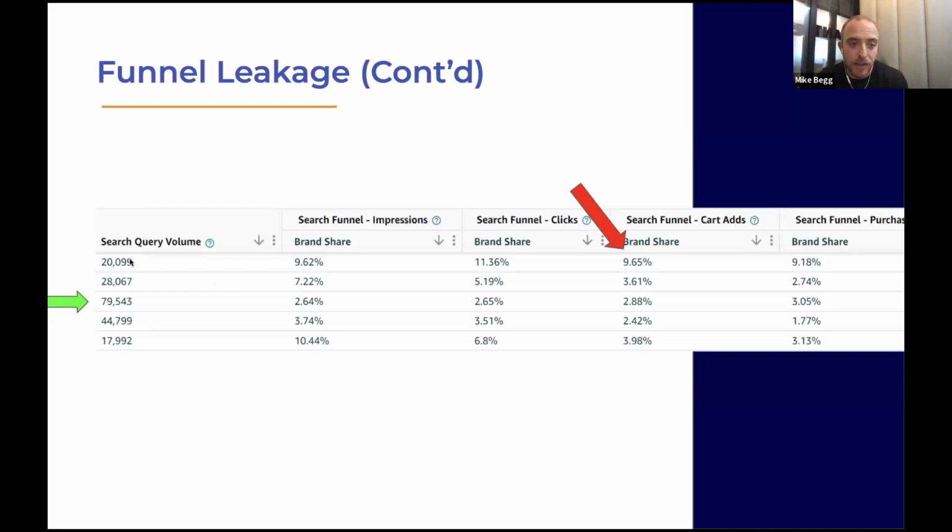So again, these high search query keywords are good opportunities. As you can see, this is a good example of it decreasing. Here's another one of it decreasing. So how do we make our products more relevant for clicks? How do we make our products convert more by getting more add to carts?